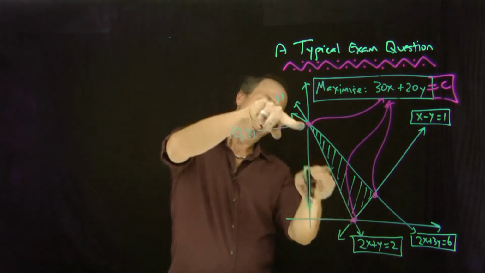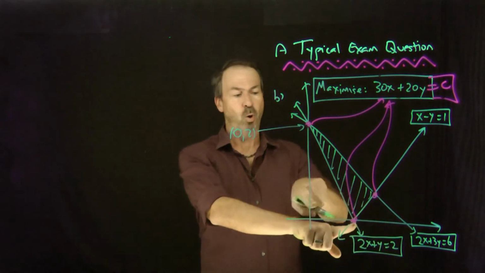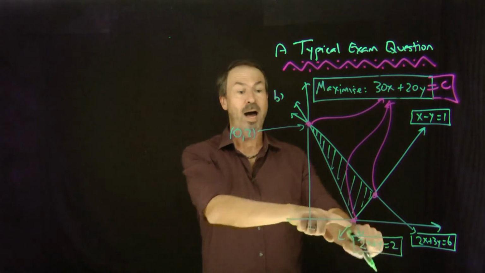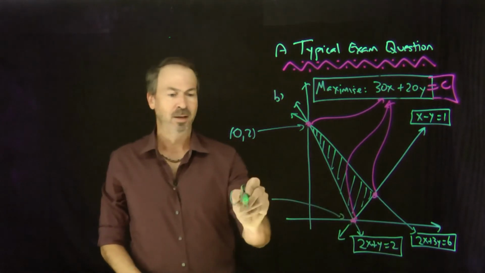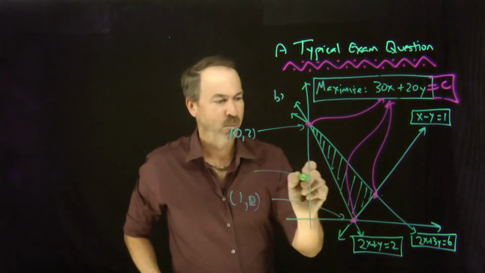Let's do this one. So on the line, 2x plus y equals 2 again, but this time it has y equals 0 and x must be 1. X is 1, y is 0. Whoops, y is 0. It's this point, this one.